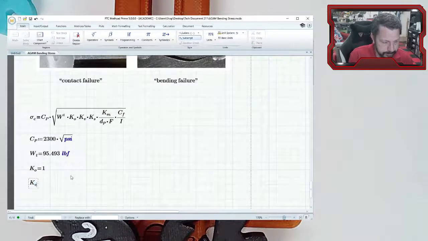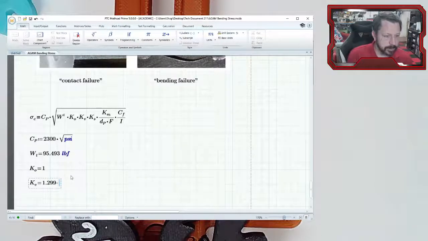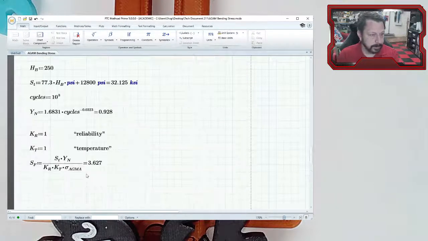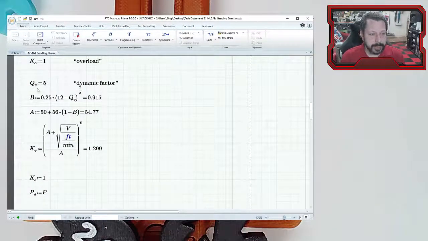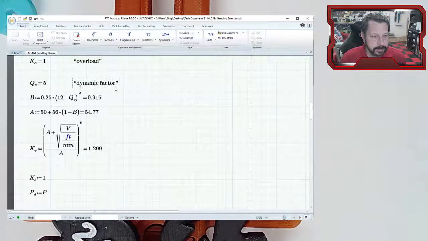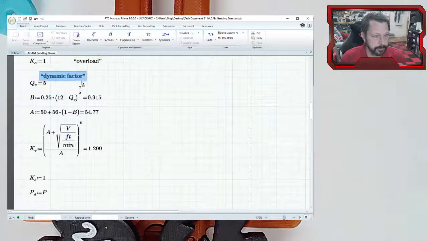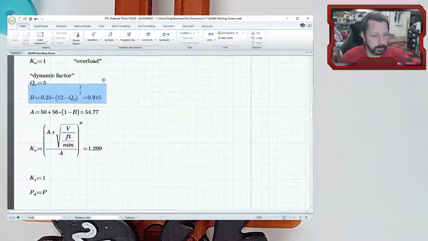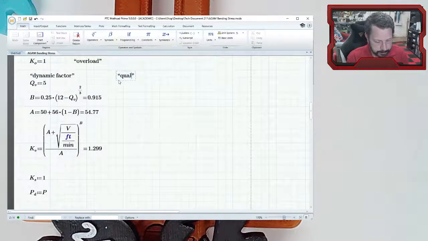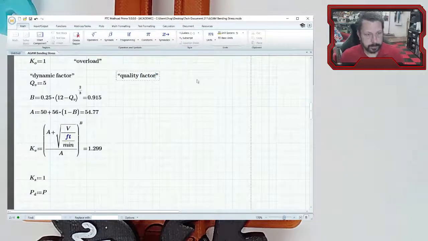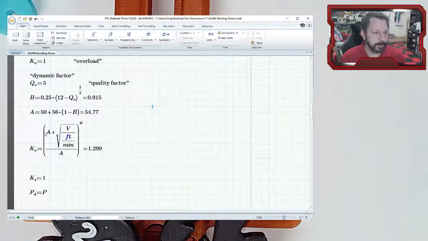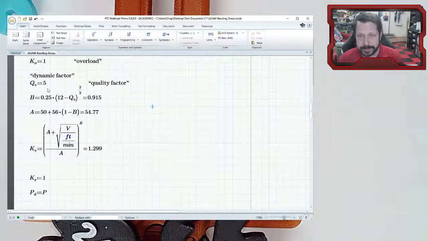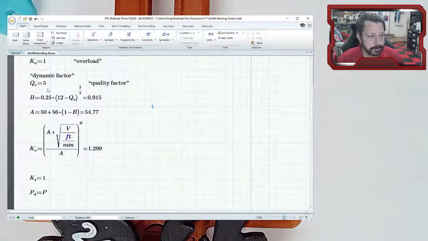We already did the velocity, or dynamic factor is what it's called, 1.299. Let's go look at that one where we did it before. Here it is. It's the one where you have a quality factor. Now this whole thing is the dynamic factor. Let me move that up here. We'll call just this QV the quality factor. The whole thing, KV, is the dynamic factor. I think the quality ranges from around 3 to 13. We put ours at 5. That's one of the lower quality gear constructions.